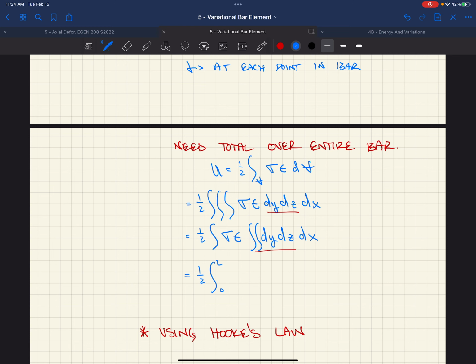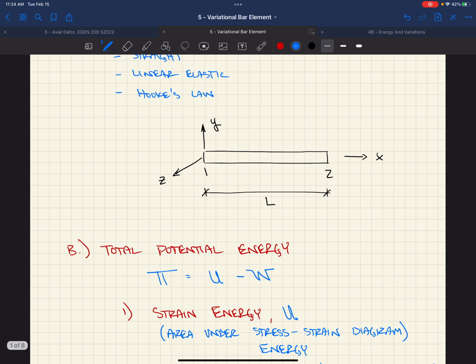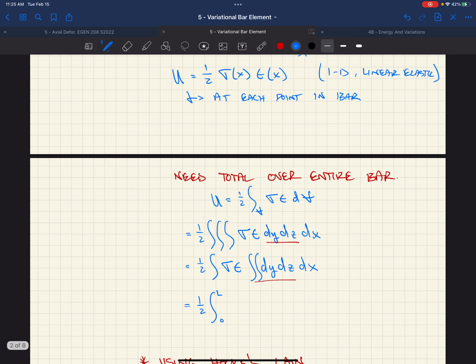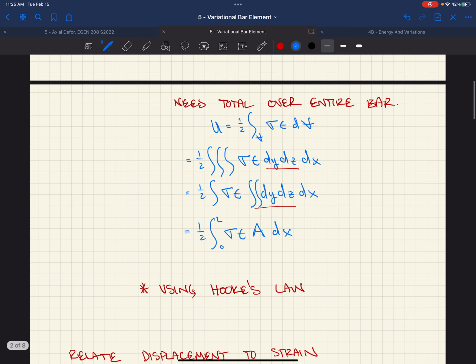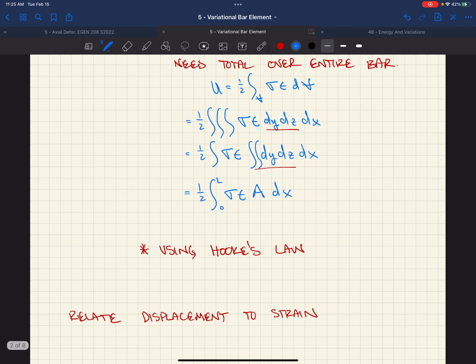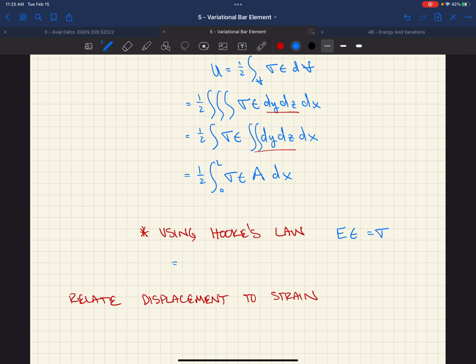Well, it's really over the length of our element. It's discretized over just the length of our element. It goes from 1 to 2. That total length is L. So we take the strain energy as the integral over the length of our element, from 0 to L, of our stress times our strain times our area, dx, because dy dz was really just the area. Well, we can use Hooke's law here and relate stress to strain. E epsilon is equal to stress. So now we can make another substitution.